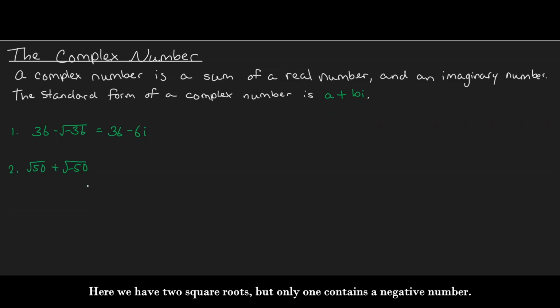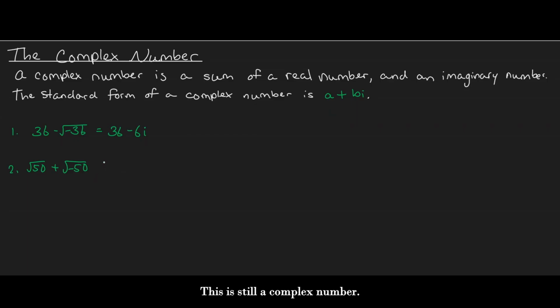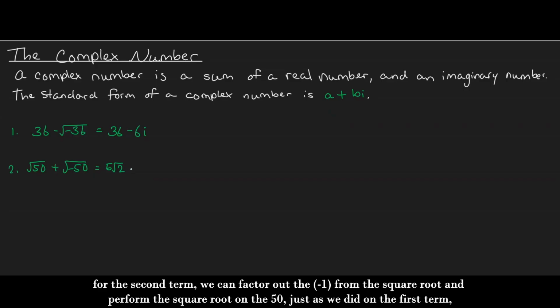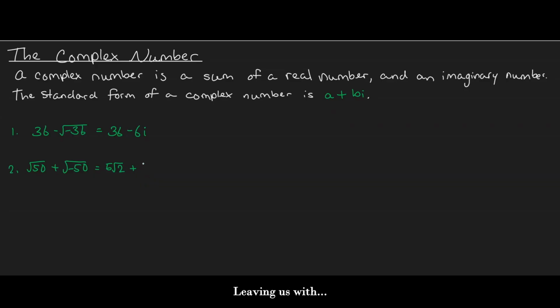Number 2, the square root of 50 plus the square root of negative 50. Here we have two square roots, but only one contains a negative number. This is still a complex number. We can perform the first square root with ease, giving us 5 times the square root of 2. For the second term, we can factor out the negative 1 from the square root and perform the square root on the 50 just as we did with the first term, leaving us with 5i square root of 2.